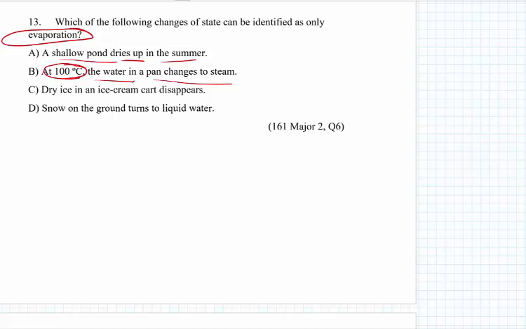Dry ice in an ice cream cart disappears. No, because dry ice, that's sublimation. Snow on the ground turns to liquid water. So that's melting. No. So the first one, the shallow pond dries up. It dries up because water evaporates below 100 degrees Celsius, which is in the normal weather. It happens in the summer, so that's evaporation. So I will choose this one.